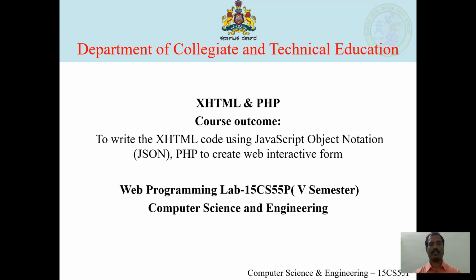In this session, we will understand how to write an XHTML document and how to create a PHP script. This session is regarding the sixth exercise of the web programming lab. The course outcome is to write the XHTML code using JavaScript Object Notation, that is JSON, and to create a web interactive form by using PHP.